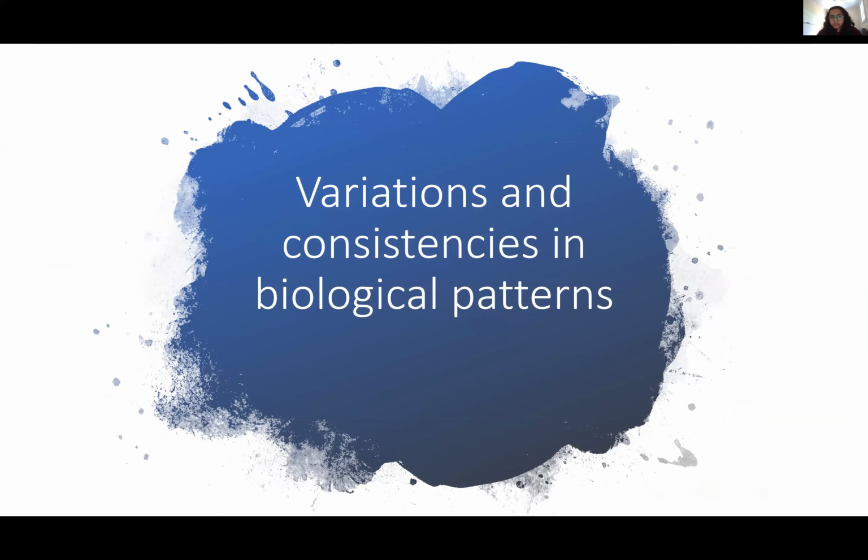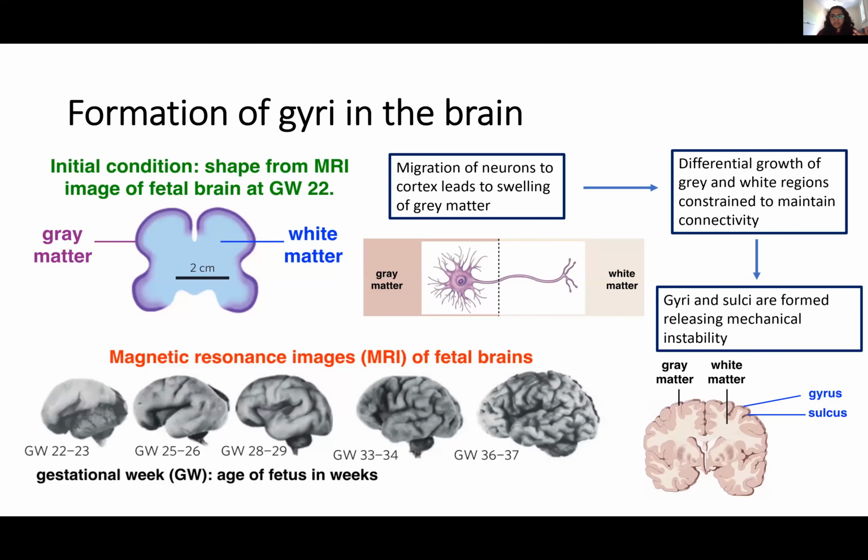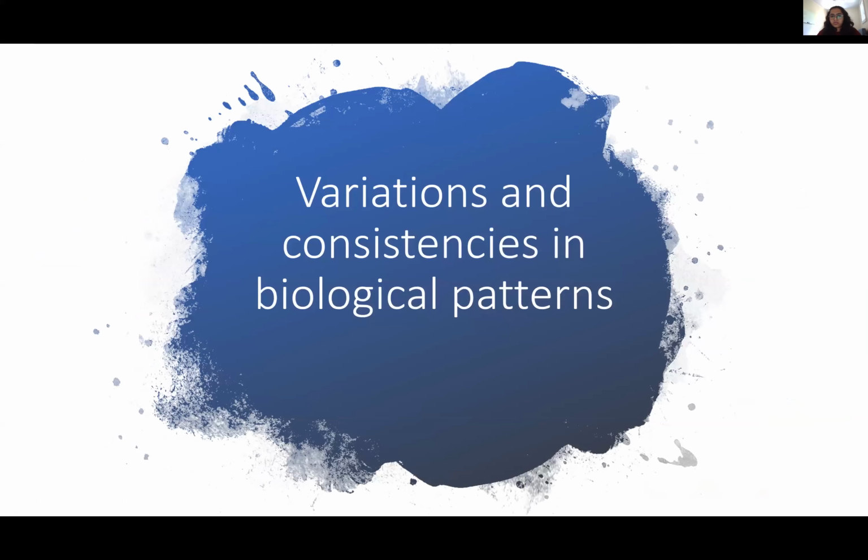So that concludes the discussion I had planned for explaining how instabilities cause folding in the intestine and the brain. And now I'm going to try to cover a lot of questions which were asked, based on why do the patterns vary between organisms, between individuals in the same species, and so on.